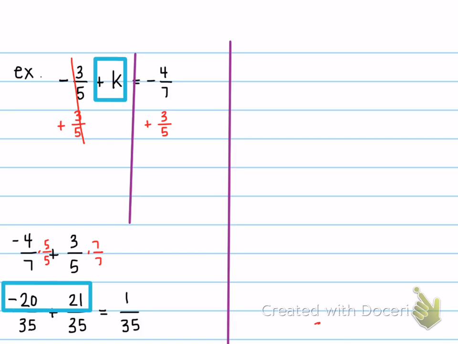You need to be willing to show your work in these problems. We can't always assume that we know what the answer is. We have to make sure we're taking the time to do these properly. So I'm left with k equals 1/35.